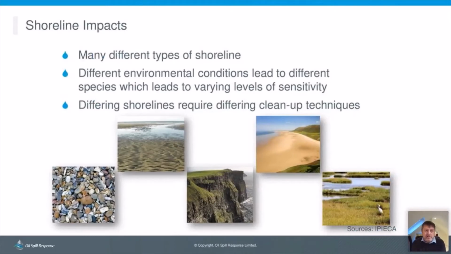As you can imagine, there are lots of different shoreline types, and those differing environmental conditions will lead to differing species, which leads to different levels of sensitivity. Being aware of those levels of sensitivity when we're responding to a shoreline is quite important. Different shoreline types will also require different cleanup techniques. We can't use the same technique across all shoreline types, as I'm sure you can imagine.